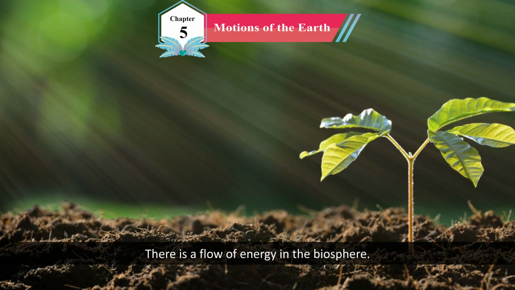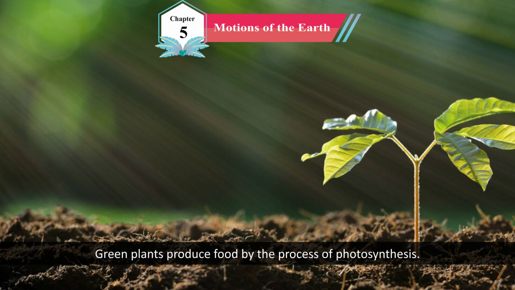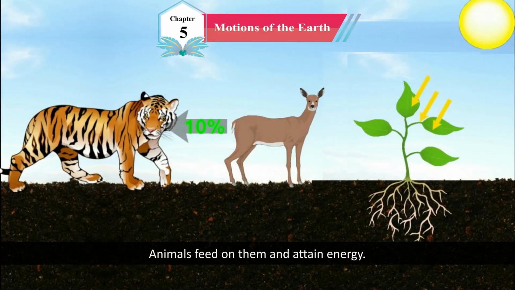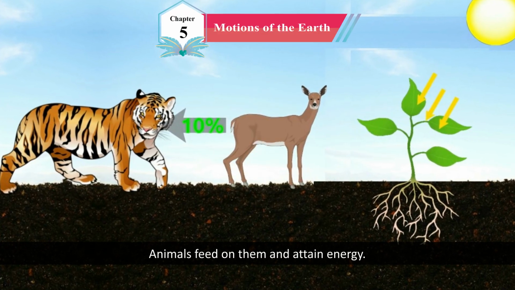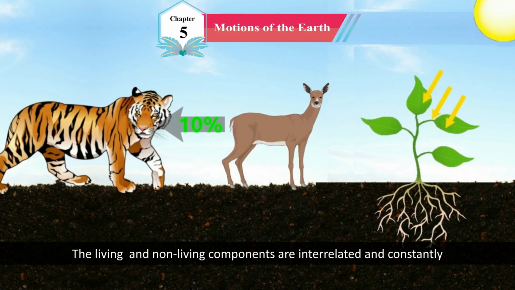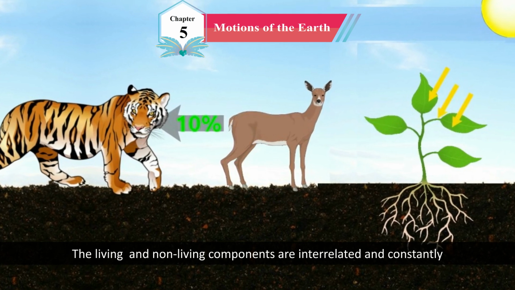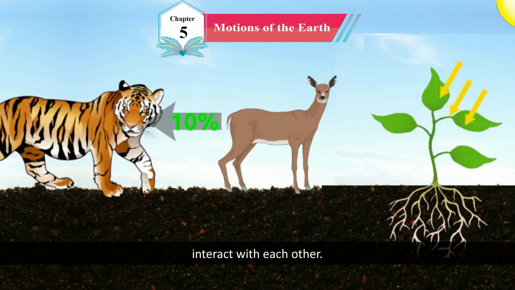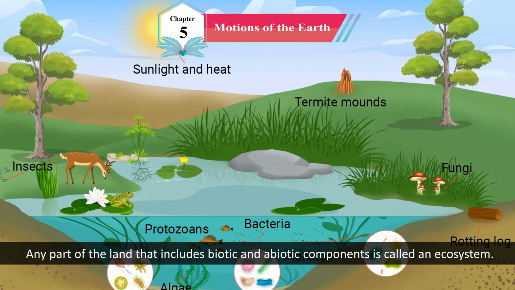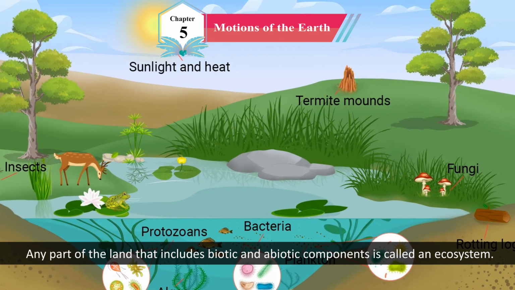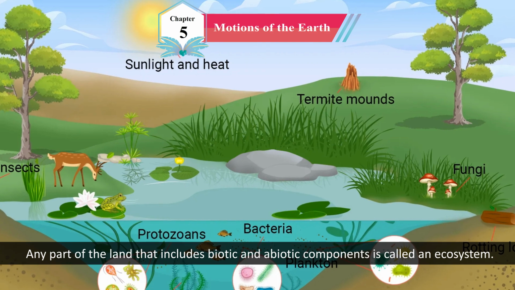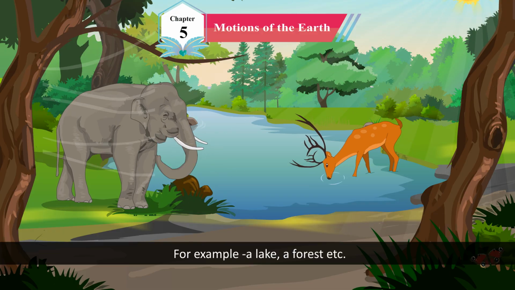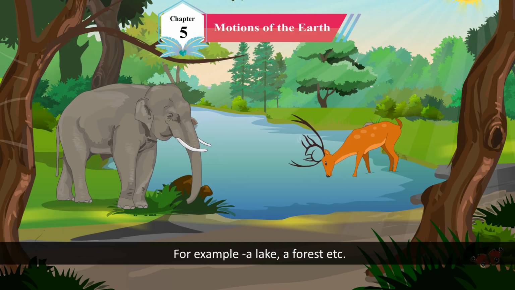There is a flow of energy in the biosphere. Green plants produce food by the process of photosynthesis. Animals feed on them and attain energy. The living and non-living components are interrelated and constantly interact with each other. Any part of the land that includes biotic and abiotic components is called an ecosystem. For example, a lake, a forest, etc.